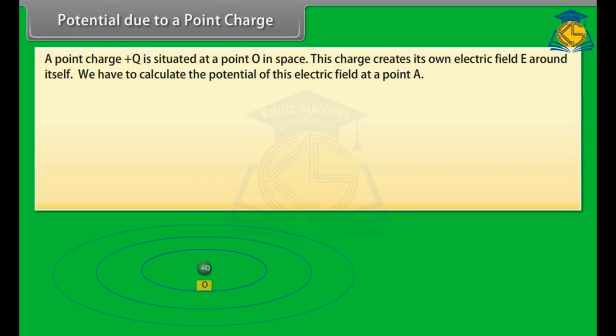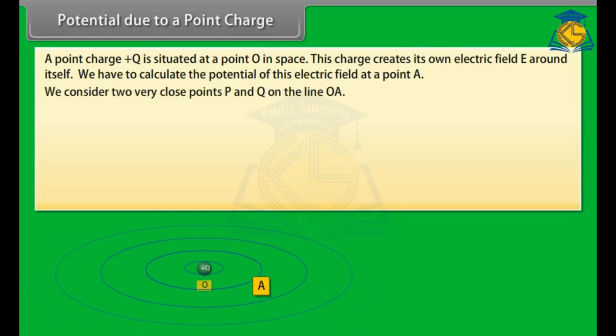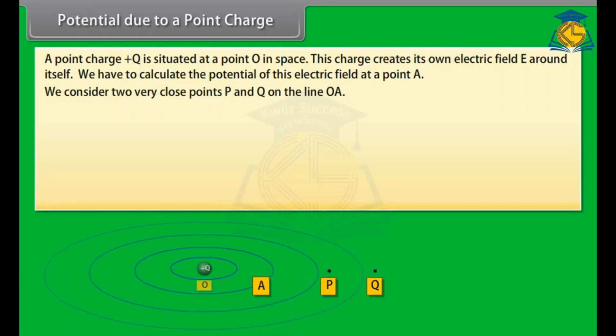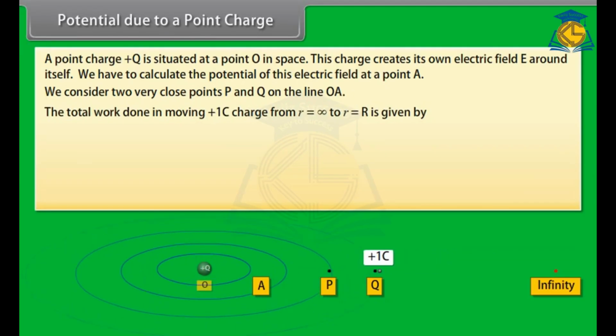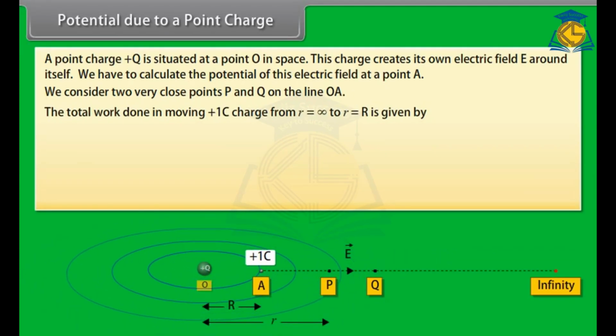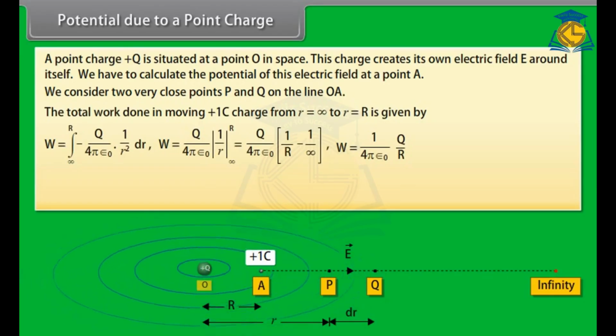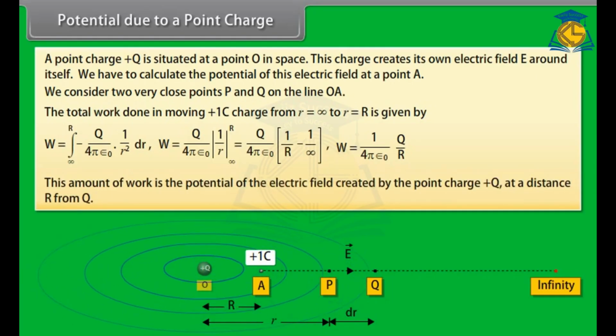A point charge plus Q is situated at a point O in space. This charge creates its own electric field E around itself. We have to calculate the potential of this electric field at point A. We consider two very close points, P and Q, on the line OA. The total work done in moving plus 1 coulomb charge from infinity to point R is given by W is equal to 1 upon 4 pi epsilon naught multiplied by Q upon R. This amount of work is the potential of the electric field created by the point charge plus Q at a distance R from Q.